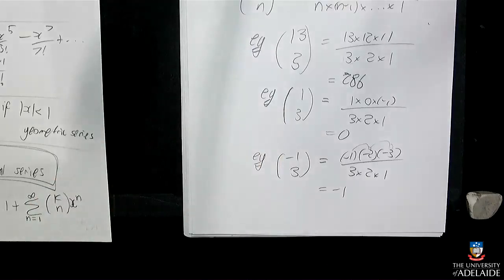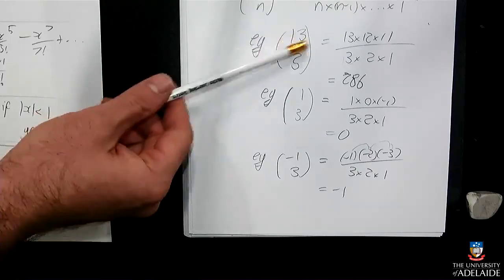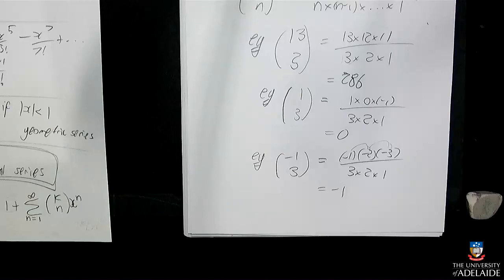Yep? Does that mean when you use the original meaning, you don't use negatives? Sorry? Do you avoid negatives when you use choose in the original context? In the original context, it only applies to numbers where this number is bigger than this number, and so it doesn't matter. Negative numbers don't appear when you're using it in the original context, so nobody even wondered about that. Yep? Yes, the bottom number has to be a whole number. The top number can be anything you like.